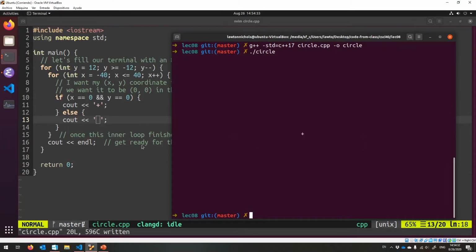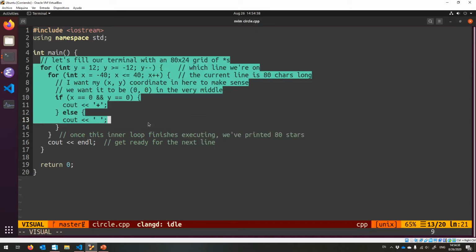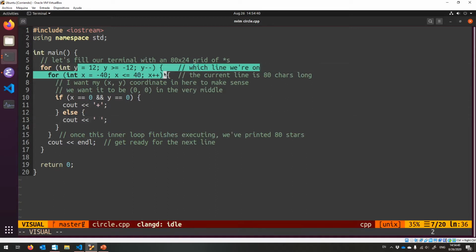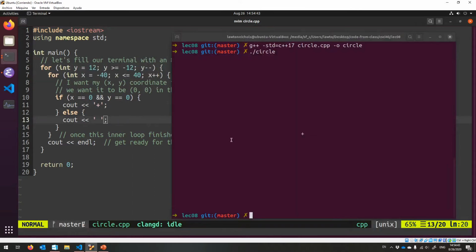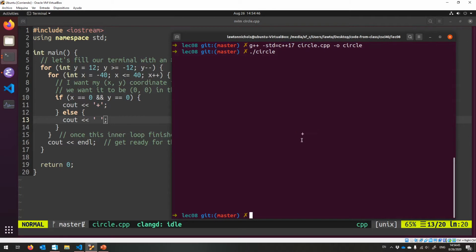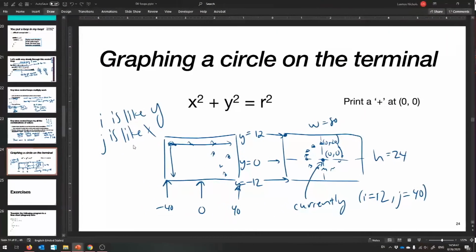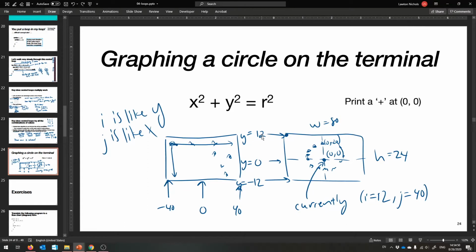Okay, we're almost there. We have our coordinate system set up, and we have changed the way that our loop works, the way that its variables increase or decrease, so that we have coordinates that make sense. And now it's our job to graph a circle. So if this is 12, this is 0, maybe let's graph a radius 10 circle. If you remember from algebra, we want to graph the function x squared plus y squared equals 10 squared, so 100.